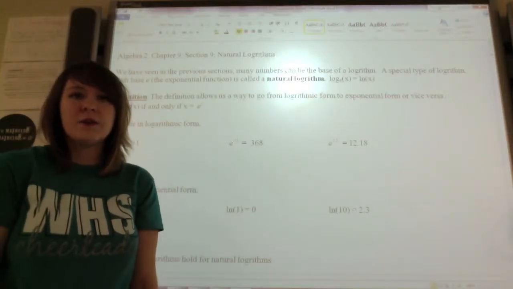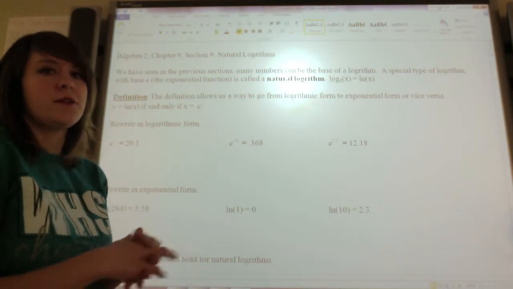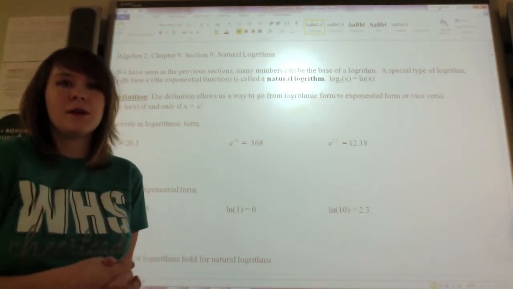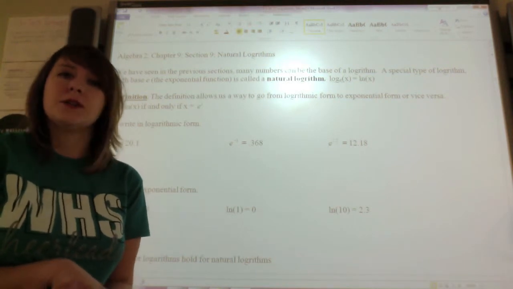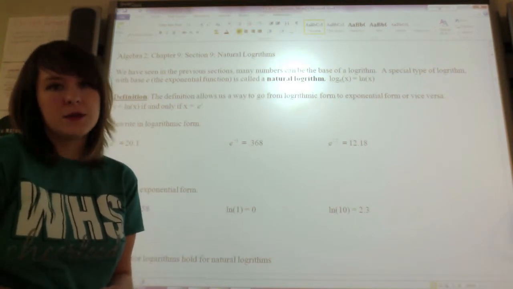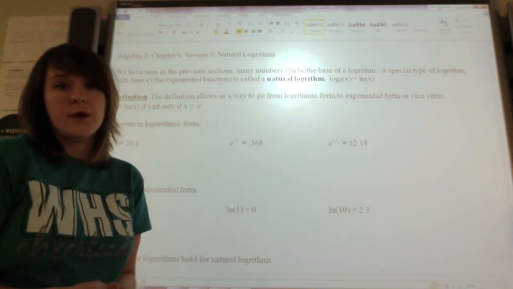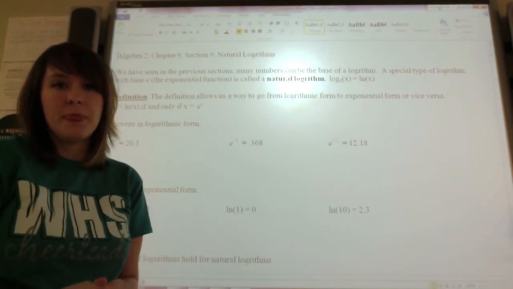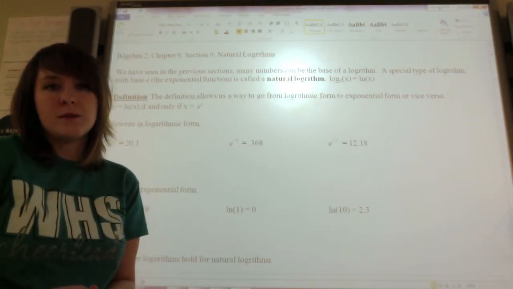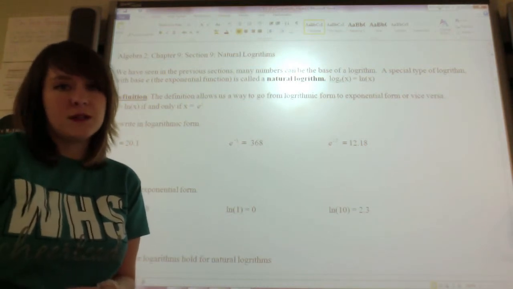Hey guys, today we're going to do Chapter 9, Section 9, which is on natural logarithms. So we've been talking about logarithms, and now we're going to talk about a specific kind of logarithm, the natural logarithm. As we know, common logarithms are logarithms where we don't actually have to write a base in, and instead we just have a base of 10. Well, a natural logarithm is pretty much the same thing. The only difference is that now we have a base of e.